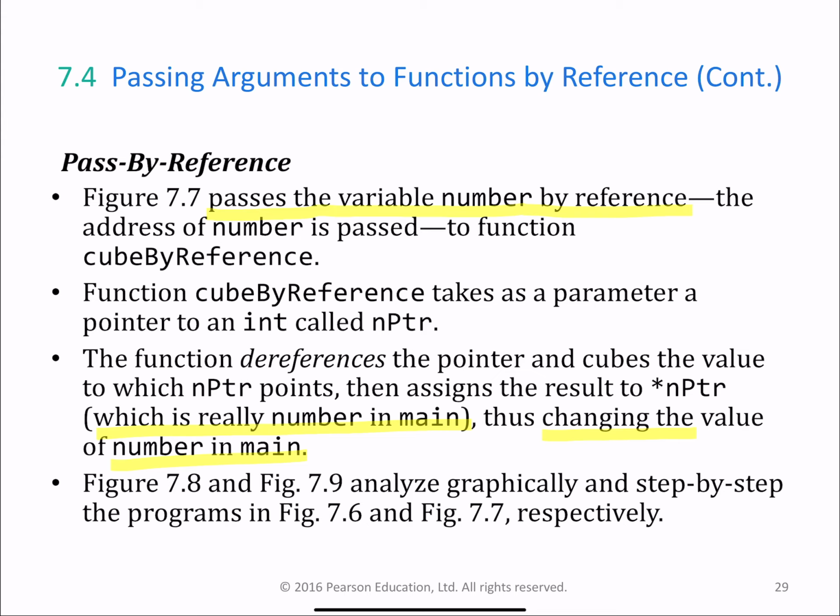Now let's look at a variation of this program that uses pass by reference. In this one, the variable number will be passed by reference. The function that we're using is renamed appropriately to cube by reference. Because it is taking the value of number by reference, it will now not take simply an integer as argument, but an integer pointer, a pointer to an integer, which we rename appropriately to n pointer, nptr.